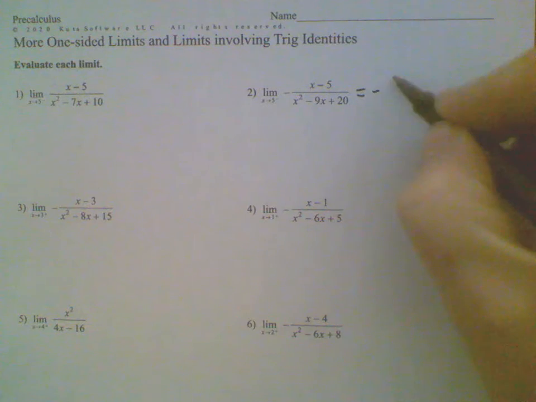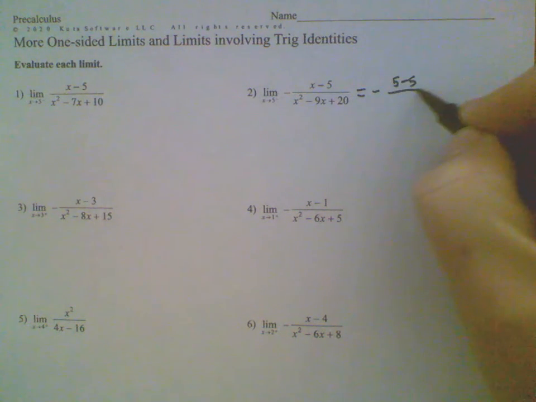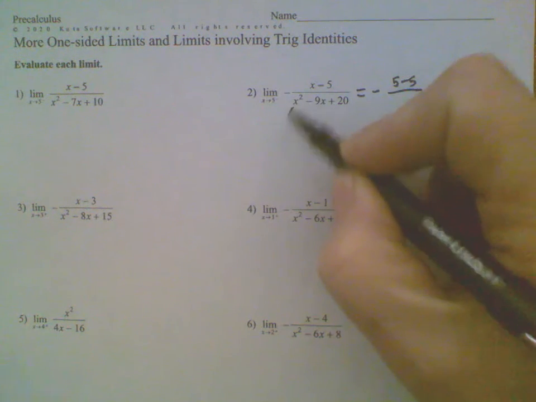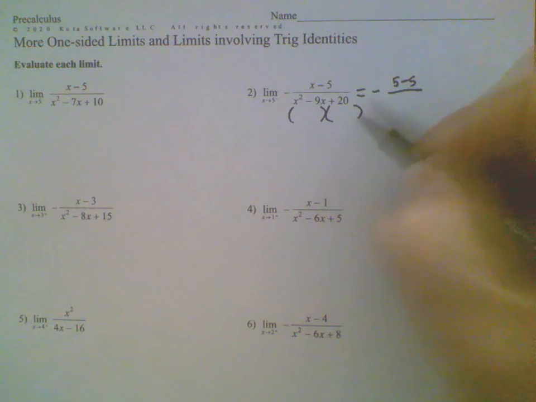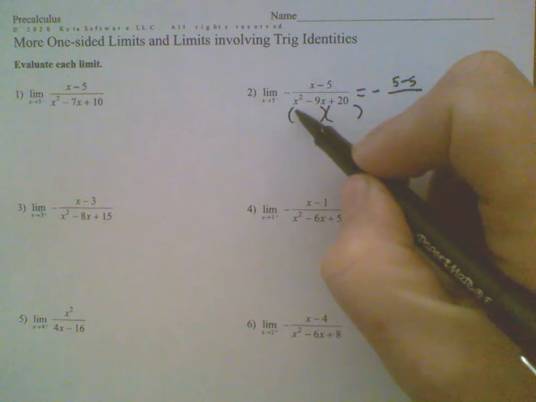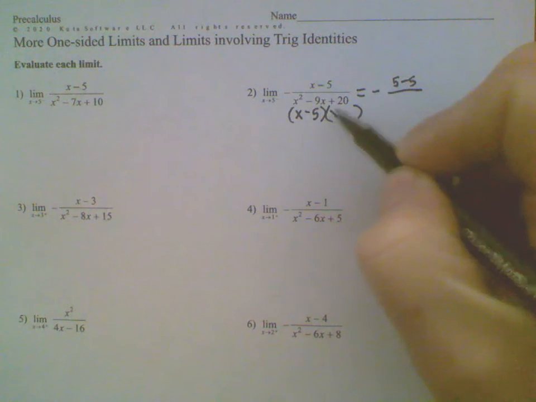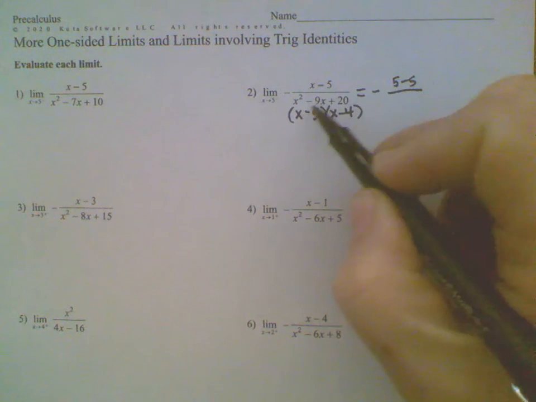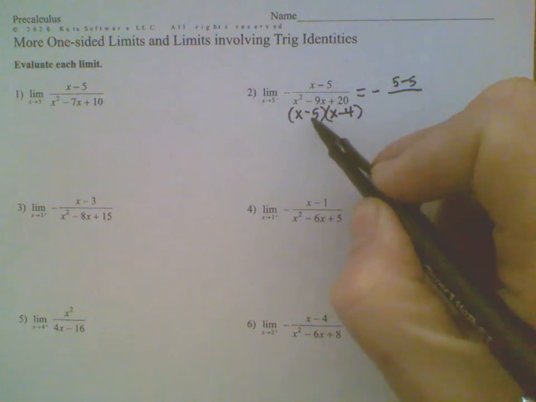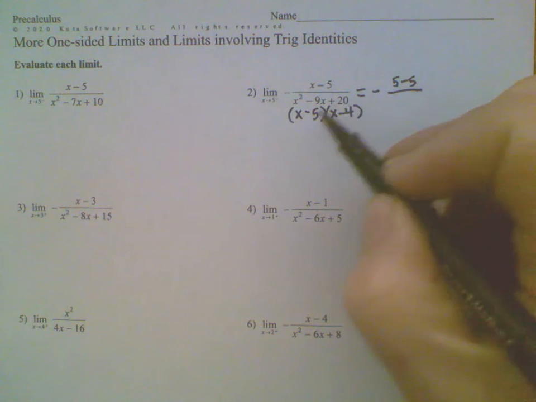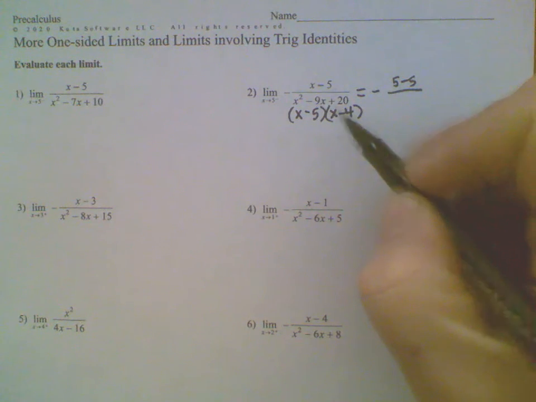So I have the opposite of 5 minus 5, which is 0 on top, over, before I plug this in on the bottom, I think I'm going to factor this because I can, and sometimes I can see something right away that I can maybe cancel out. So this is x minus 5, x minus 4. That's two numbers that multiply to be positive 20 and add to be negative 9. So negative 5 and negative 4. Negative 5 times negative 4 is positive 20. Negative 5 plus negative 4 is negative 9.